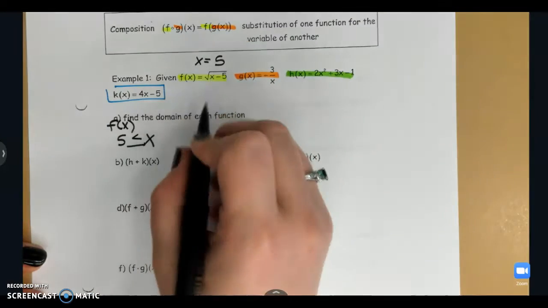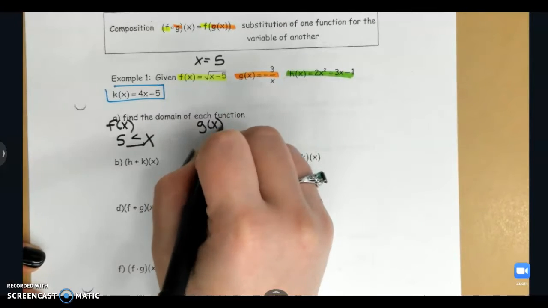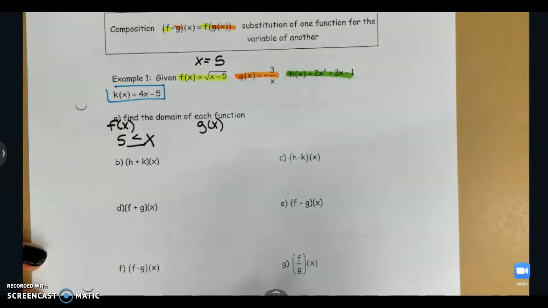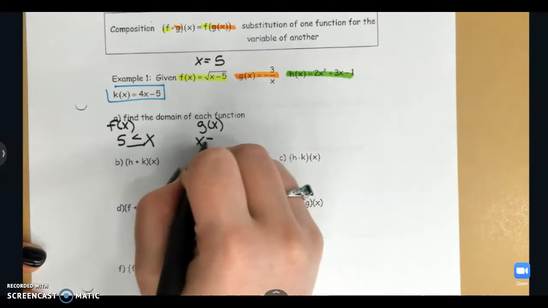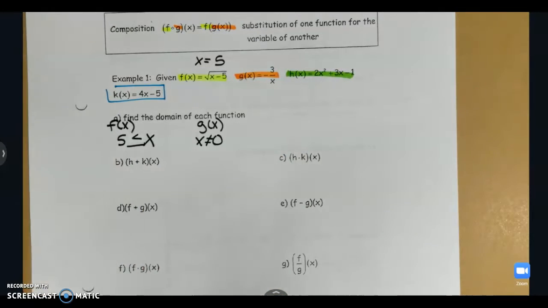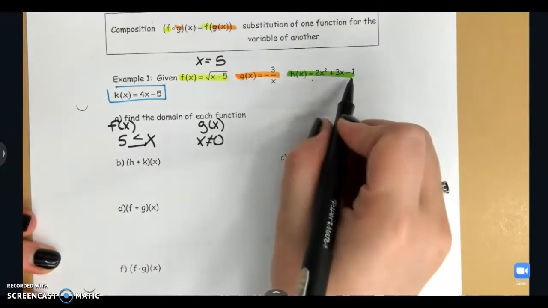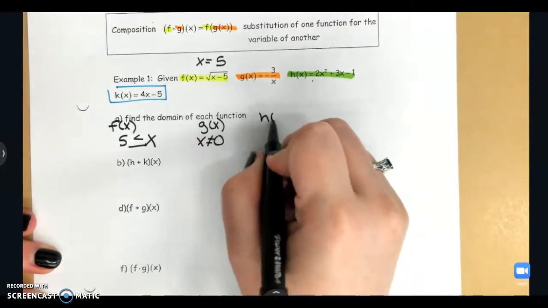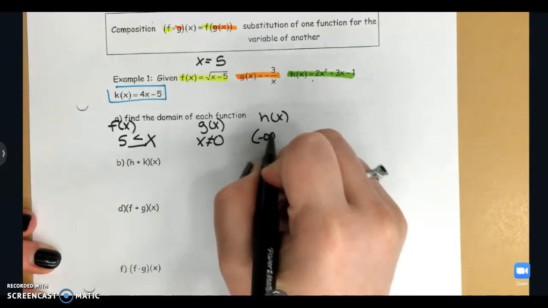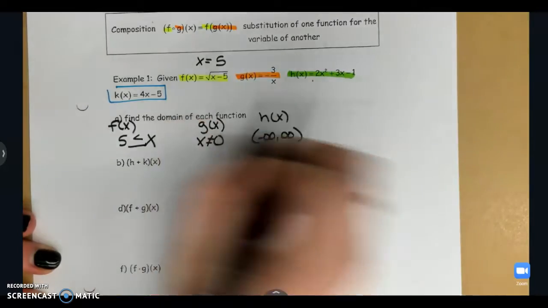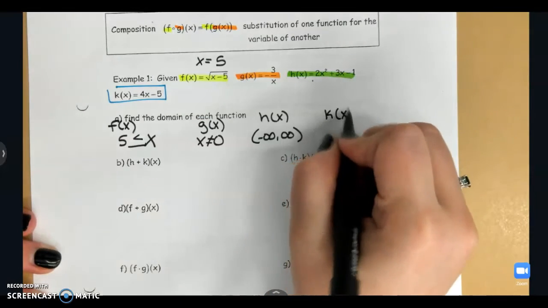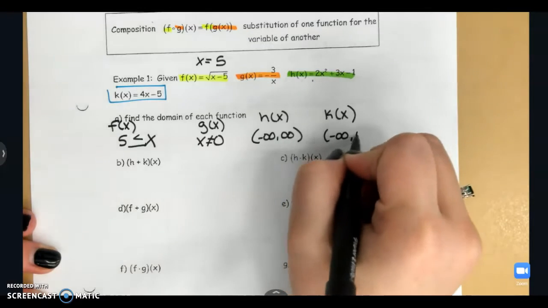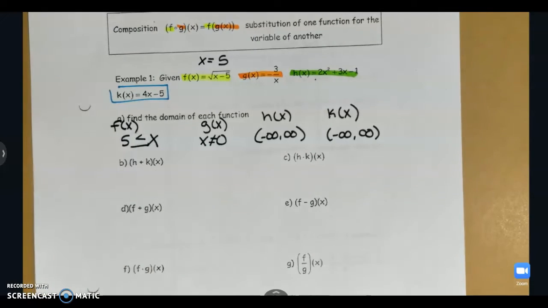For g of x, I have x in my denominator, and the restriction there is that I cannot divide by 0, so x cannot be 0. It can be any other number but not 0 because I can't divide by 0. Then h, there are no restrictions on what x can be, so my domain is all real numbers, negative infinity to positive infinity. Same thing with k. There's no restrictions there on what x can or can't be, so my domain is all real numbers.